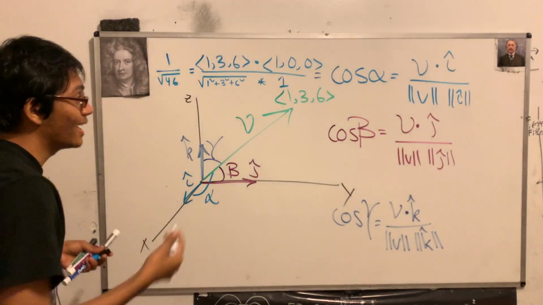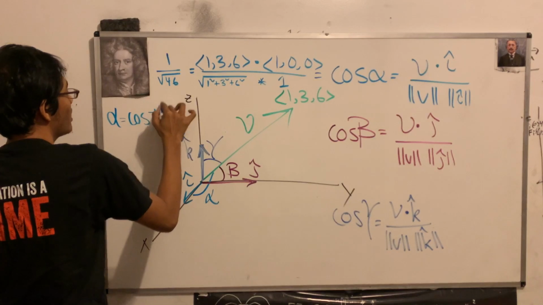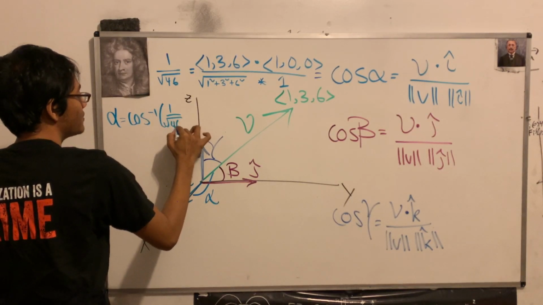And that means my angle alpha is going to be arc cosine of 1 over square root of 46.